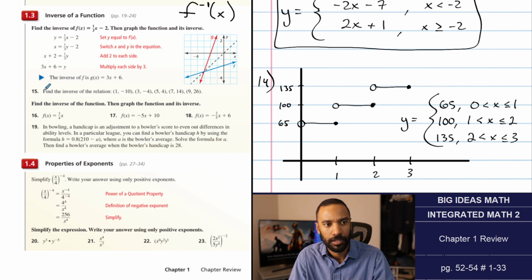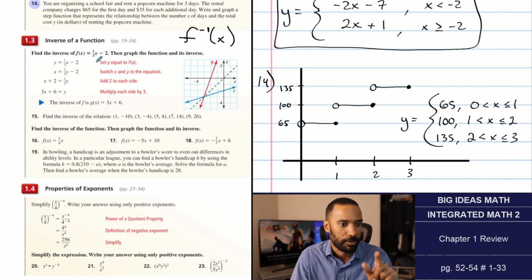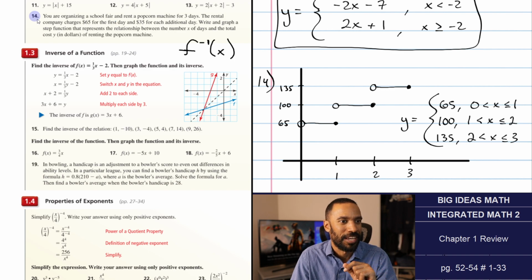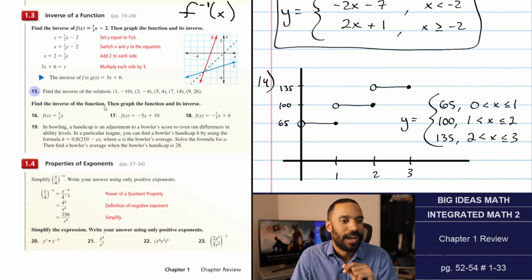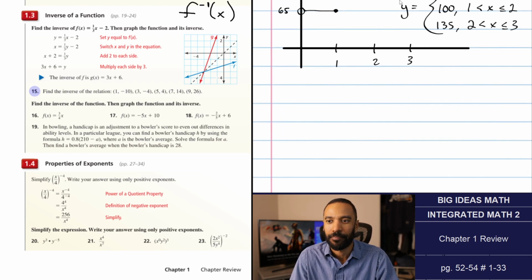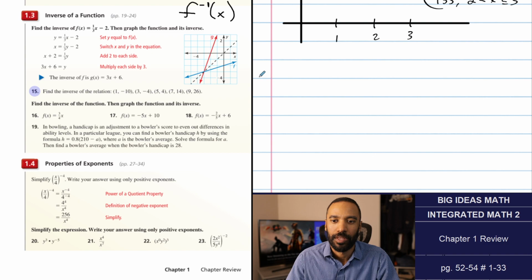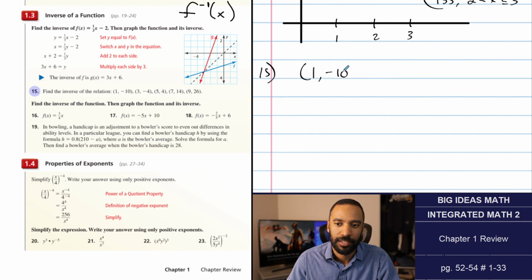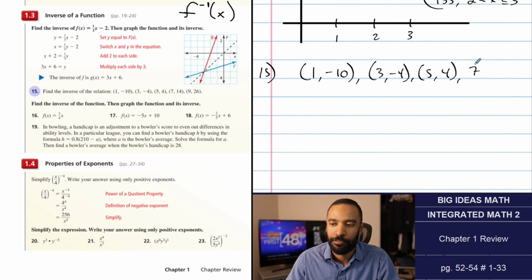This is number 15. We have to do number 15. Find the inverse of the relation there. So let's do it. Number 15, we have (1, -10), (3, -4), (5, 4), (7, 14), and (9, 26).